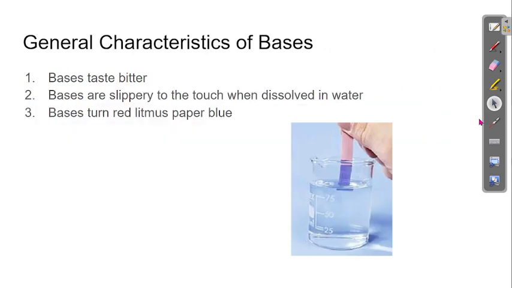Okay. You also need to know the general or physical characteristics of bases. What is a base then? Bases taste bitter. Once again, you're not going to put anything in your mouth to see if it's a base. Number 2, bases are slippery to the touch when dissolved in water. And 3, bases turn red litmus paper blue. Pink paper called red paper, and it turns blue when it's touching a base. And you need to know the general definition of a base.